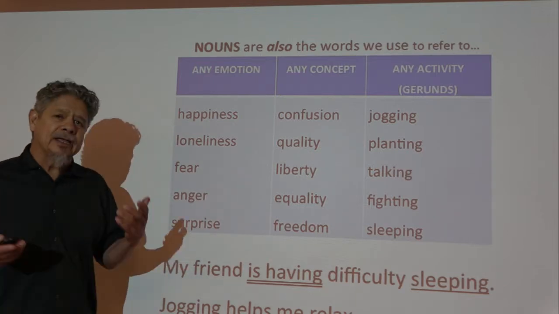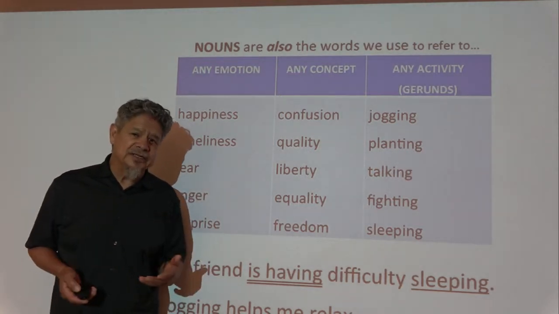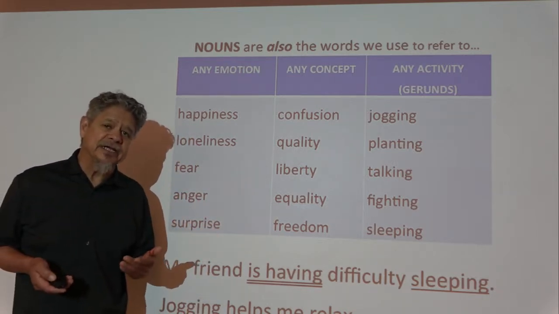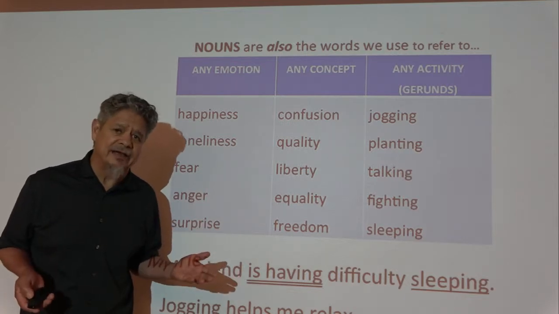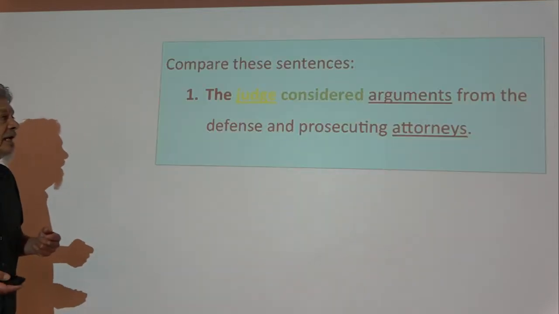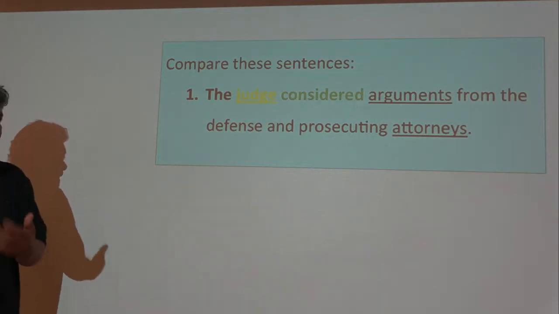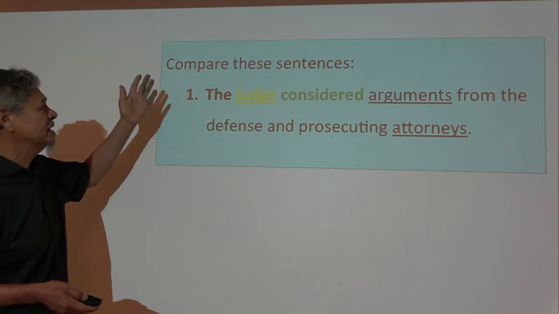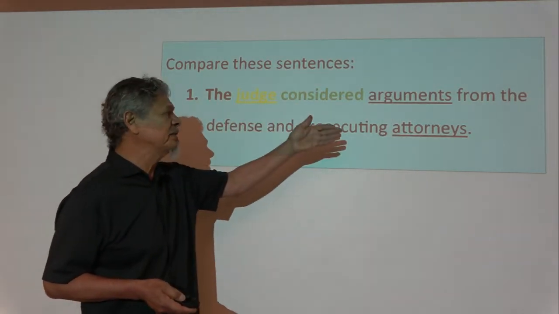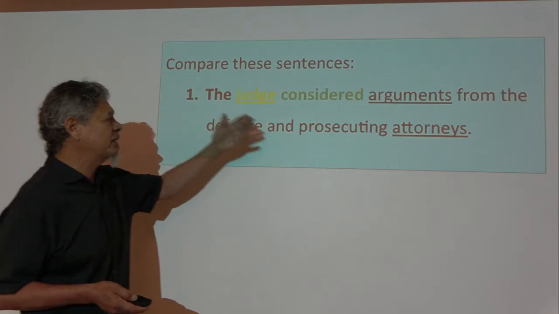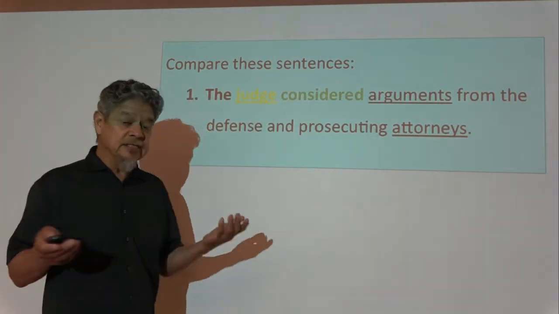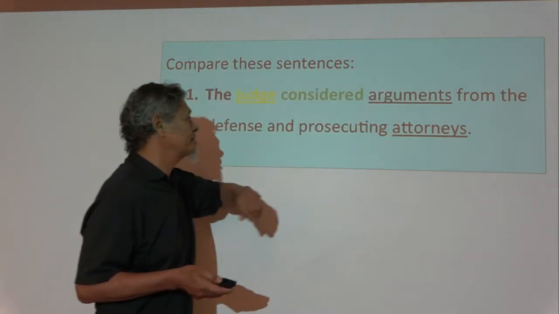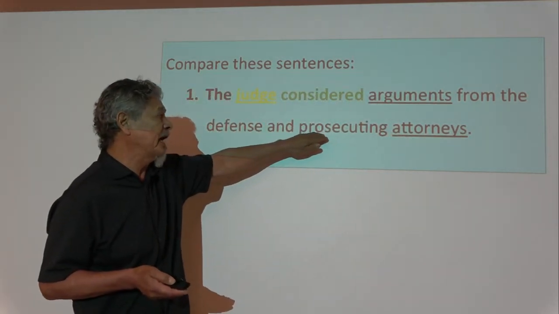Now, the reason why gerunds are special is because they have a characteristic that other nouns do not have, that only verbs and adjectives have. And I'd like to explain that to you, beginning with this sentence. This sentence says, the judge considered arguments from the defense and prosecuting attorneys. This sentence has three nouns, judge, arguments, and attorneys. Prosecuting is actually an adjective.